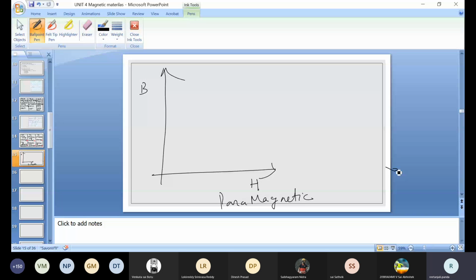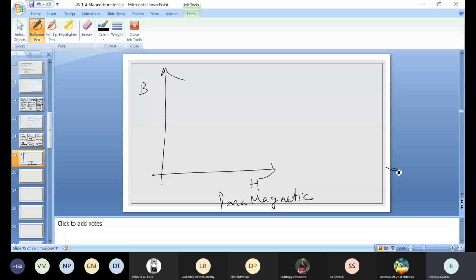In the magnetic field from 0 to some value of H, this is not going to increase anymore. So this is what we call the saturation point in case of your ferromagnetic material.